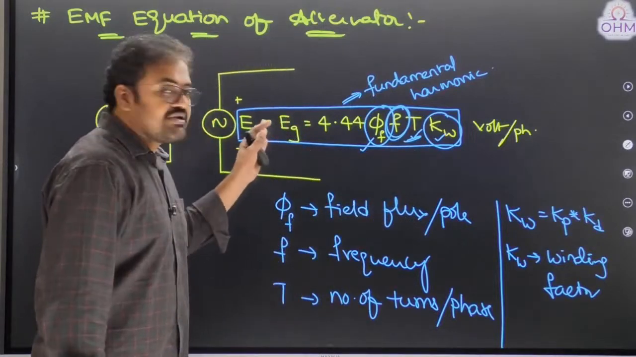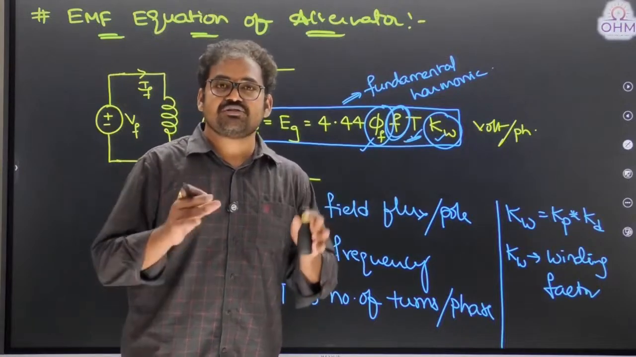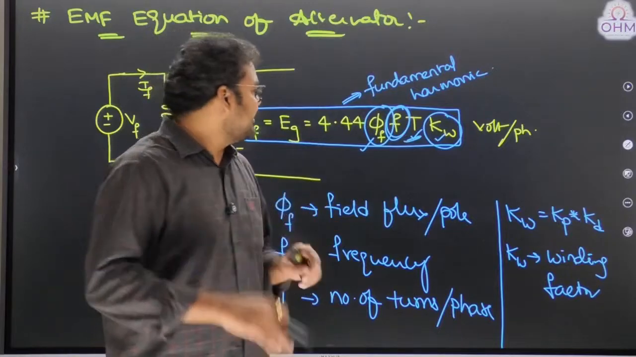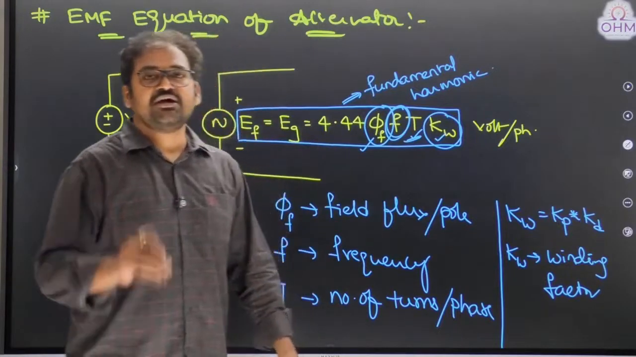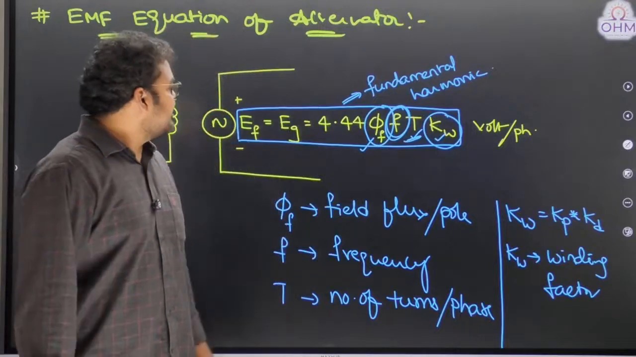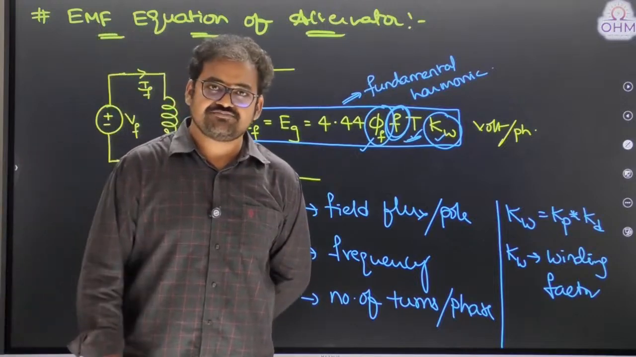Using that, you can find out harmonic voltages also, based on the given information in the problem. But if there is no information, by default, you are calculating the fundamental harmonic EMF only. Understand? So this is the induced EMF per phase in an alternator. Understand? Okay.